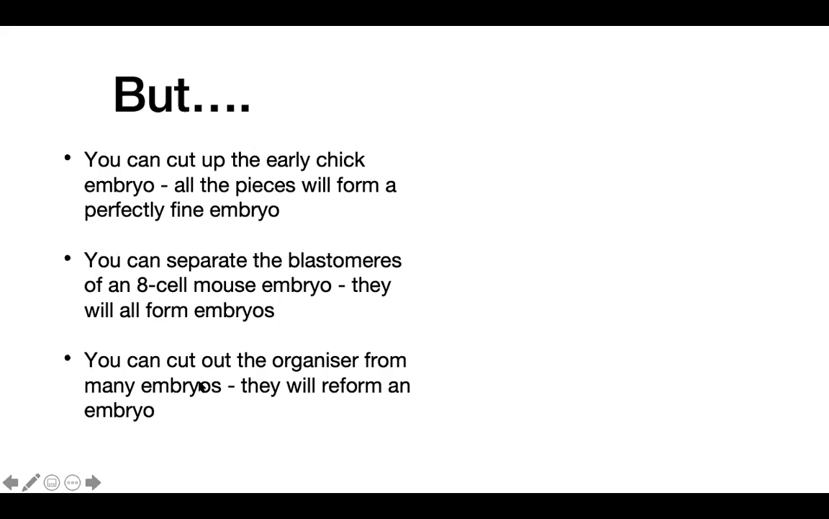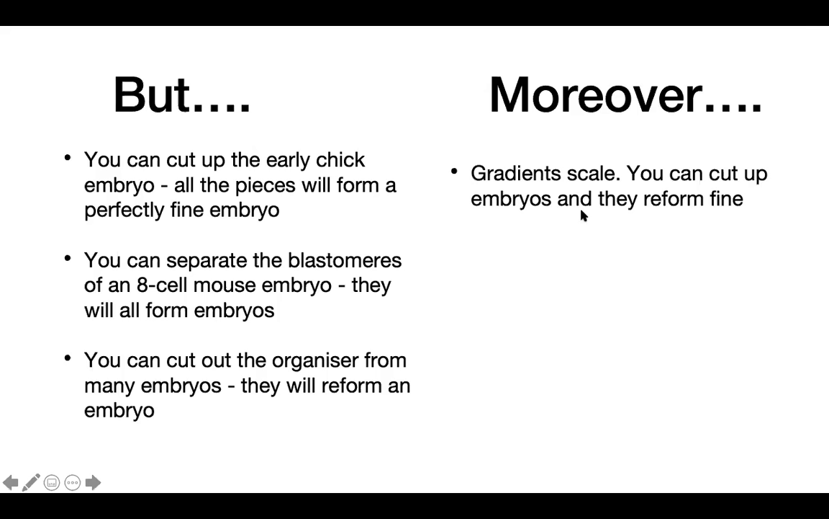And finally, you can cut out the organizer from many embryos, and it will still form an embryo. Definitely in the chick, in the mouse, in frogs, if you do it early enough, if you remove the organizer from the embryo, an embryo will still form. Moreover, the gradient scales. You can cut Xenopus embryos, and of course chick and mouse embryos, and you'll still get an embryo. It'll maybe be smaller, but it will form just fine. And so what you're seeing is the embryo scaling according to size.